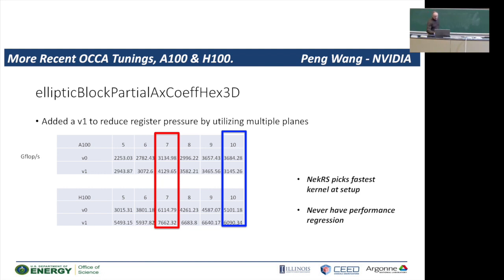So I just want to point out a couple of things here. The V1 is faster on the A100. Let's just stick with that. But if you're running polynomial degree 10, V1 would not be faster. But since we pick the fastest kernel at setup, there would be no performance regression here. It would find that V0 was faster than V1. It's really a good idea to do that. Actually, it's a pre-processing step before the first time step. It tests all the kernels and picks the fastest one for each one.